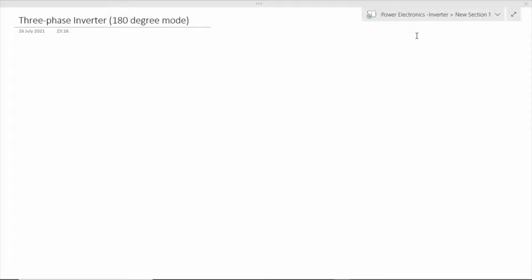Okay, so I'll draw the circuit diagram. It is quite similar to the single phase circuit which we have learned. So we will be having a DC supply like in a full bridge inverter, and then we are going to have our switches with the anti-parallel diode. This is similar to what you have learned in your full bridge single phase inverter. So like this, there will be three legs.